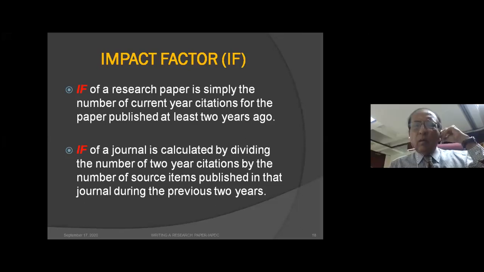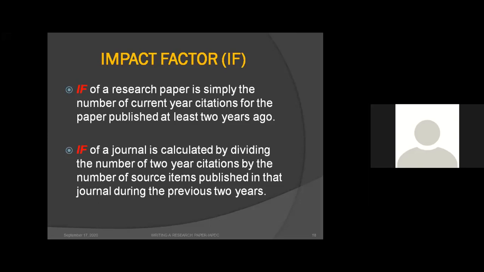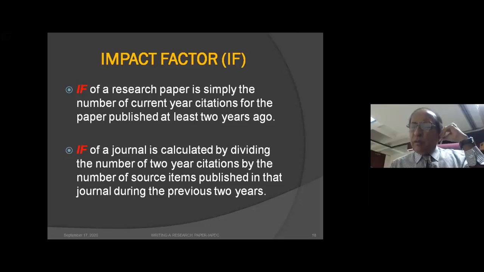Impact factor's abbreviation is IF. What is IF? It is defined in two forms. There could be the impact factor of a research paper in isolation, or the impact factor of a journal which has 10, 12, 20, 30 articles. The impact factor of a journal. The impact factor of a research paper is simply the number of citations in the current year. Like if I want to see the impact factor of a certain paper, I will see one which was published at least 2 years ago.